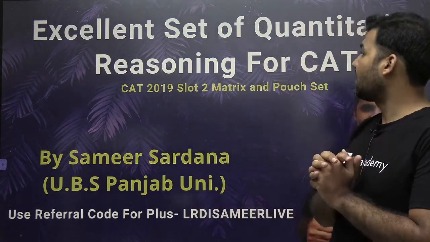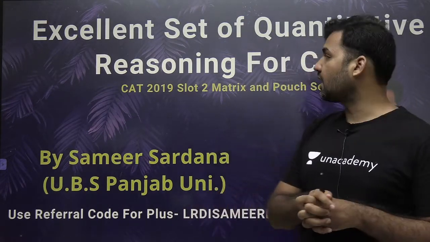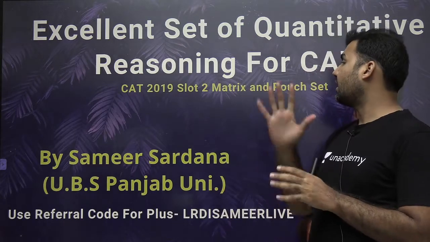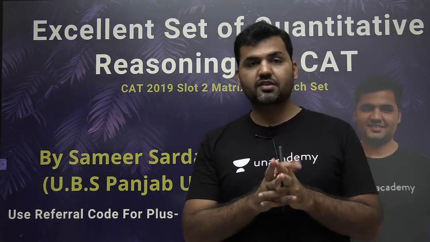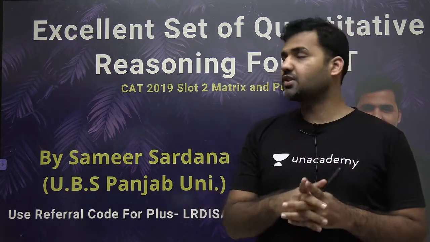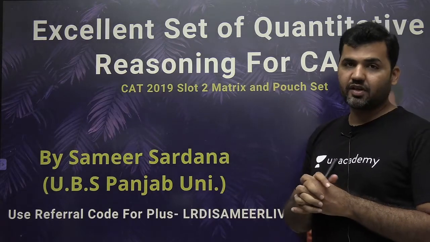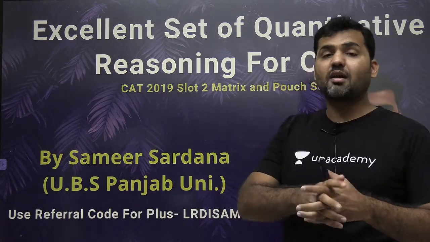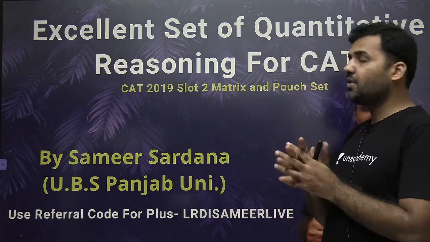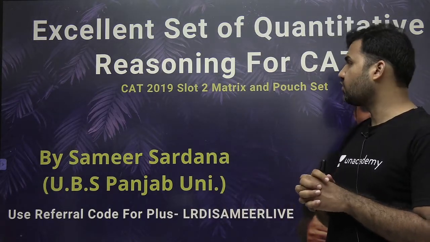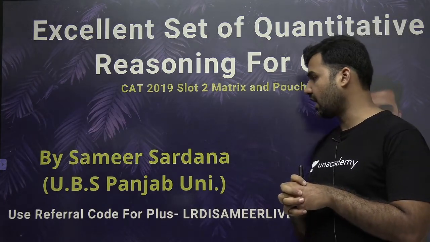My name is Samir Sardana, and in this video I'm going to do a set of quantitative reasoning which was asked in CAT 19 slot 2. It's a matrix and pouch set. It's a matrix based puzzle, a kind of magic square. A very beautiful puzzle based on the concept of quantitative reasoning, as I have uploaded a number of videos on quantitative reasoning already on this channel. This, I guess, would be an easy puzzle for all of you, but let's have a look at it because it's a CAT original set. All of you must do this set before the CAT exam.